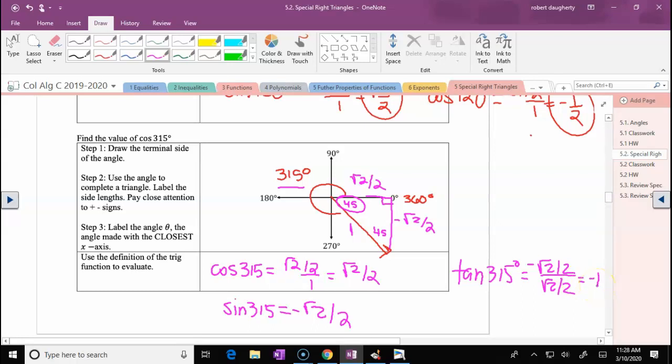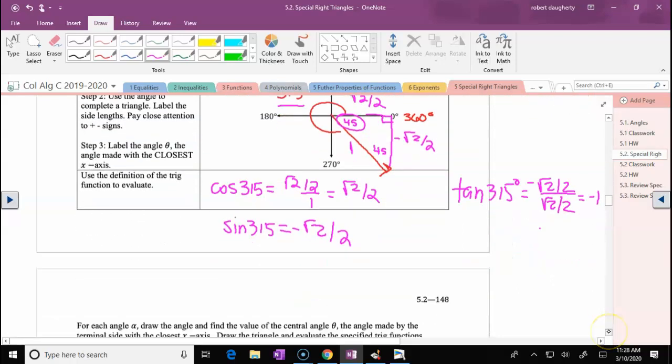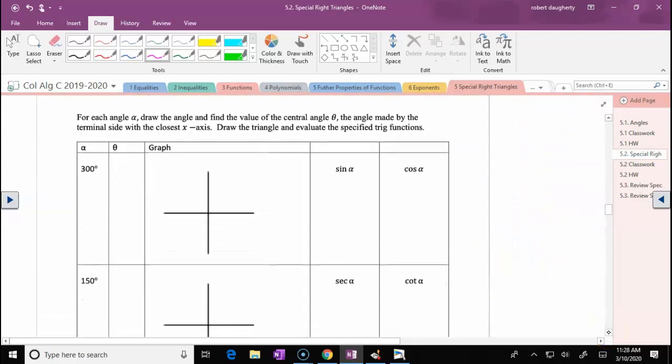Okay. So that's all we're doing. I'm asking you about these trig functions based on these special right triangles. And these are the only two triangles you're going to have. Okay. So let's do a few examples. So for each angle, draw the angle, find the value of the central angle theta. That's the angle that I'm creating with that special right triangle. And then answer the question.